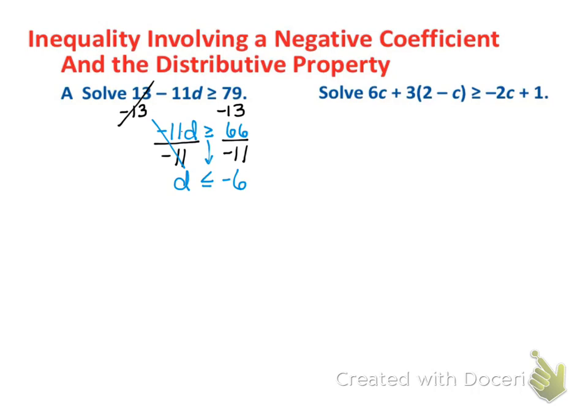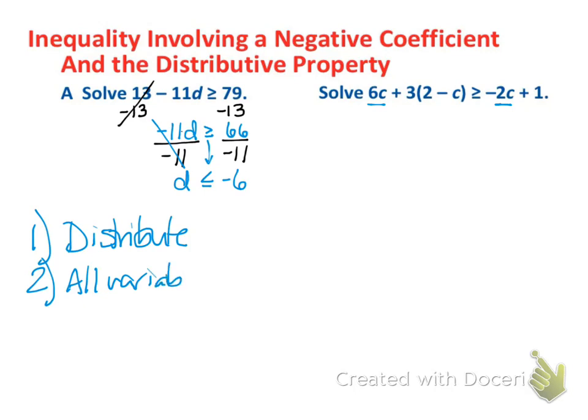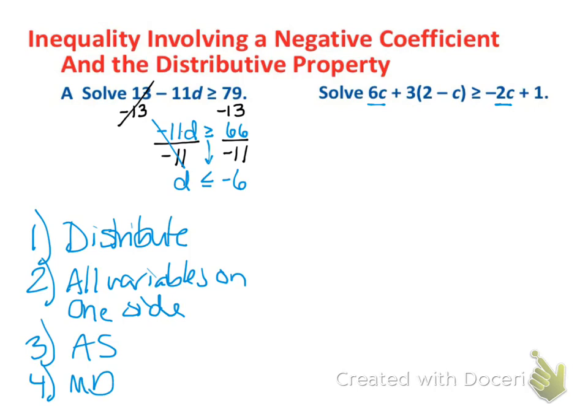This one's a little bit more complex. Notice there's parentheses there. What do parentheses mean? It means distribute. Notice we have c's on both sides of the equation. So, if you recall, the first thing that you need to do is distribute, followed by all variables on one side, and then you do the adding or subtracting, and finally the multiplying or dividing. Okay, so let's do our distributing.